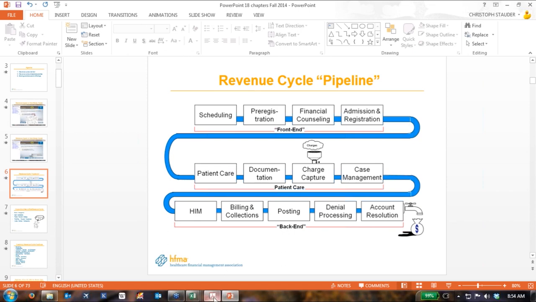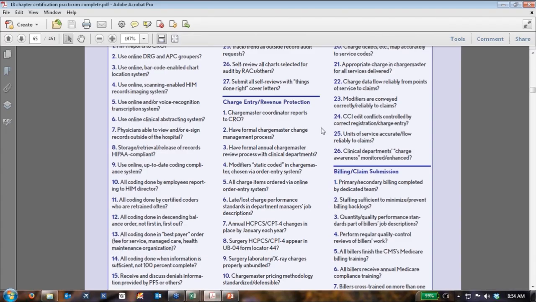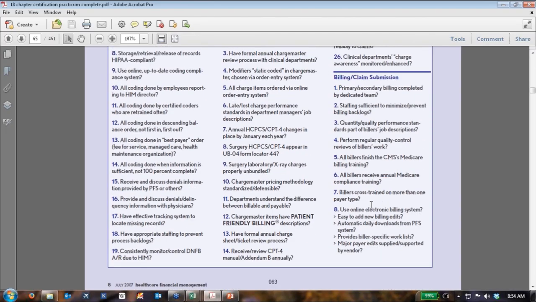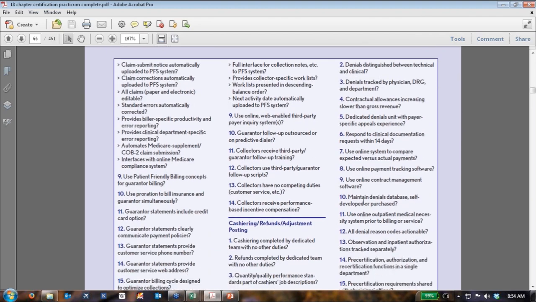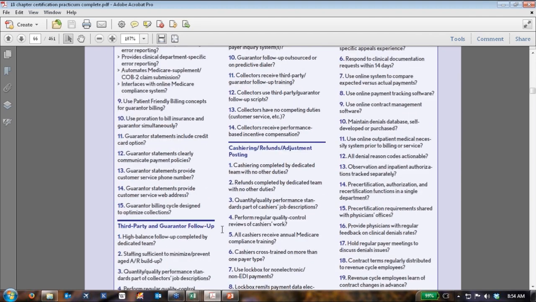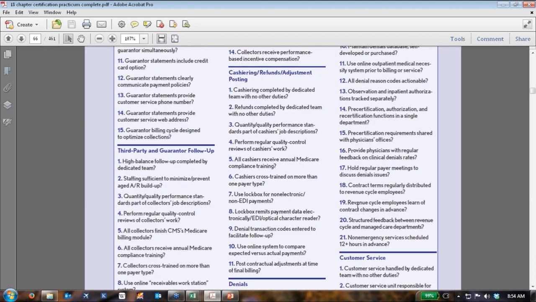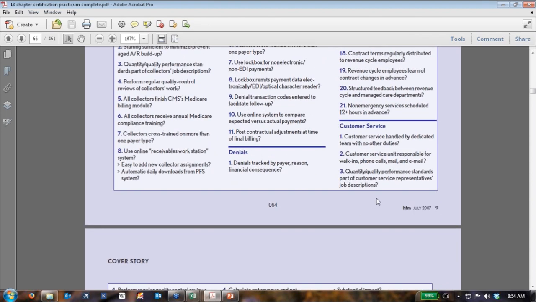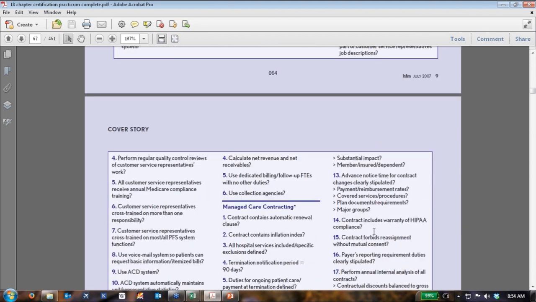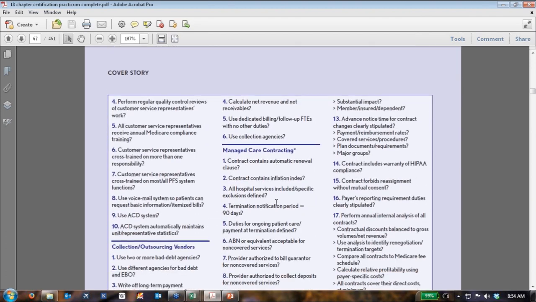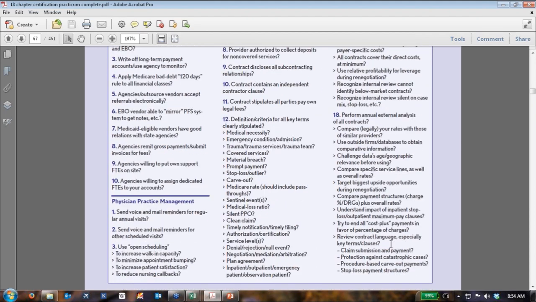HIM is down here. And then he has billing, claim submission, cashiering, refunds, third party and guarantor follow-up. So it's nice to have this. Denials are here. Okay, so use this and have some fun with this to appreciate the complexity of the revenue cycle. He has some information about contracting, collection, outsourcing. It's a wonderful, wonderful list.